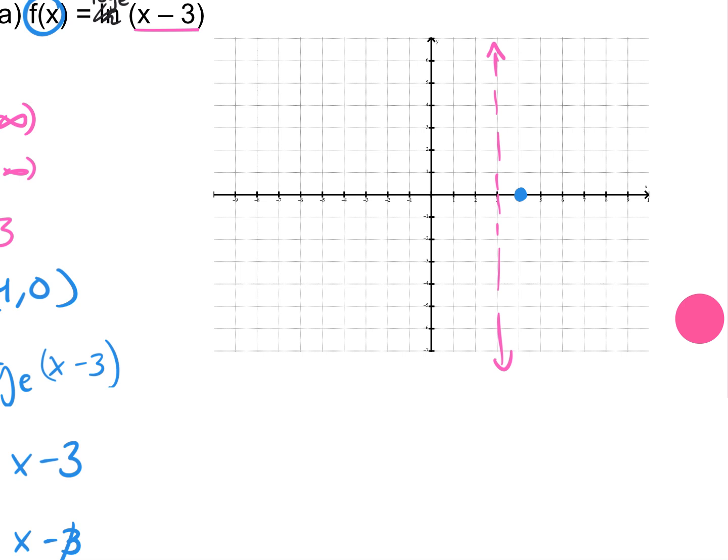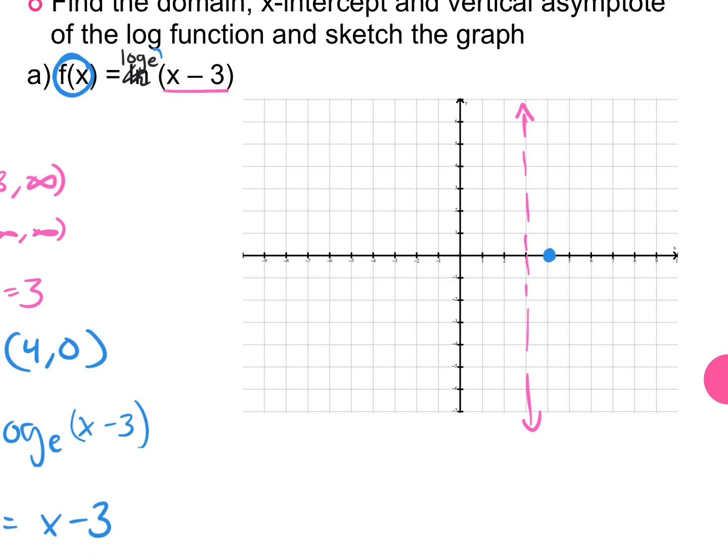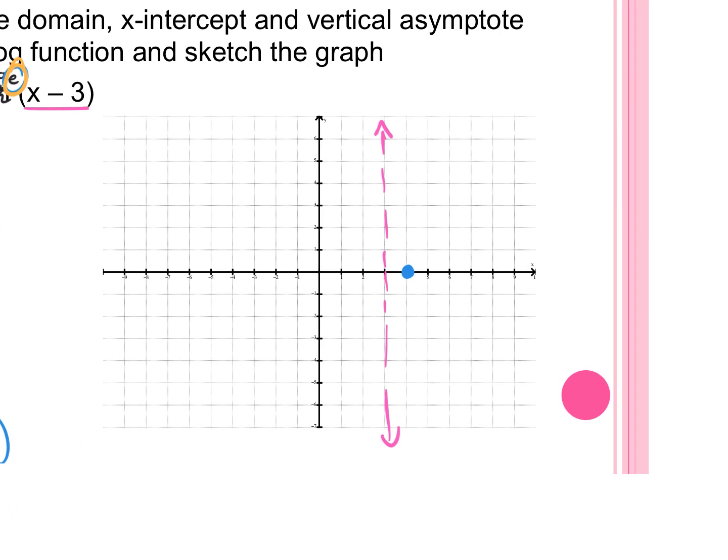Now when I draw my graph, depending if it's growing, if my base is greater than 1, or decaying, it'll look a little bit different. So let's think about it. E, what's the value of E? Anybody remember? 2 point something. Is 2 greater than 1? Yes. So this would just have our growth shape. So it'll look like this.